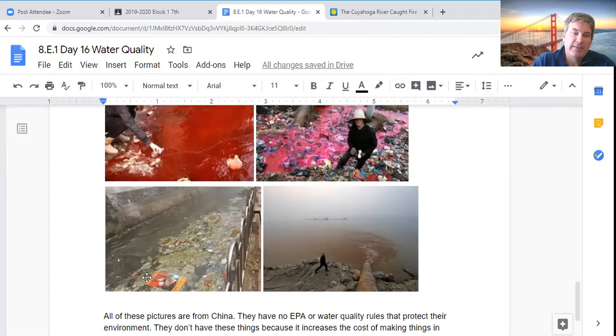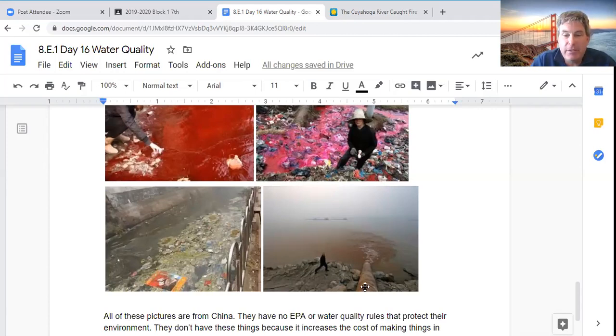And then this is some sort of canal in a city. You can see this nice, beautiful stainless steel railing here so people don't fall in. Because good Lord, if you fell into that, just like the Cuyahoga River that dude was talking about in 1969, you'd probably need to go to the hospital immediately.